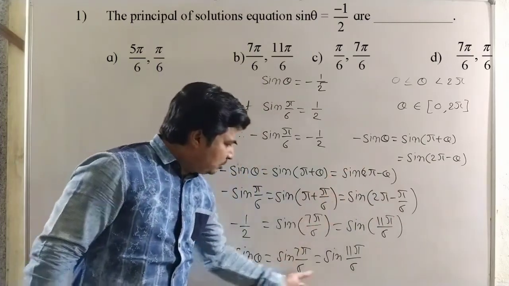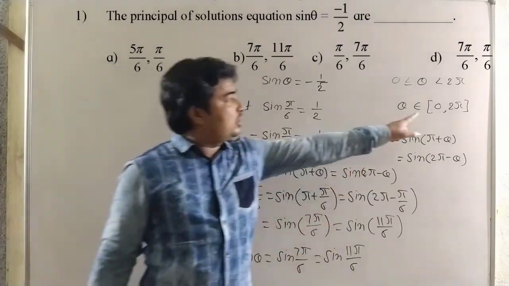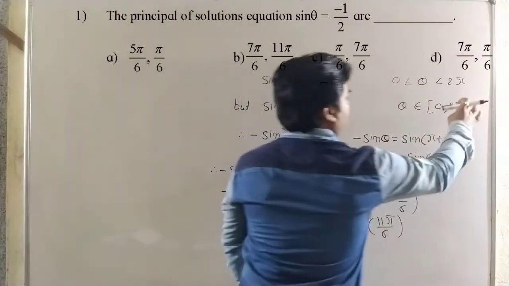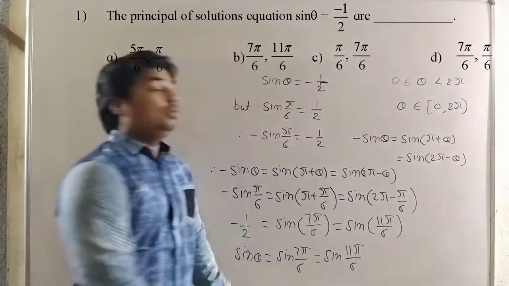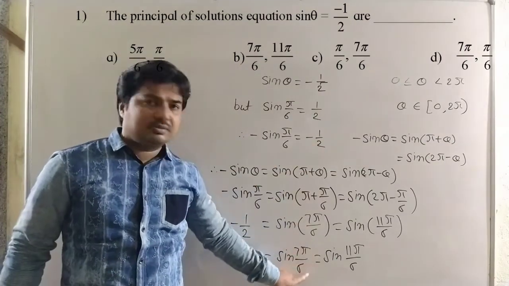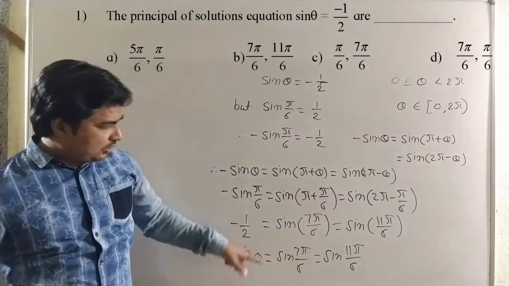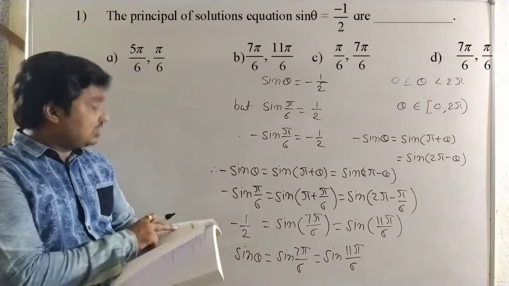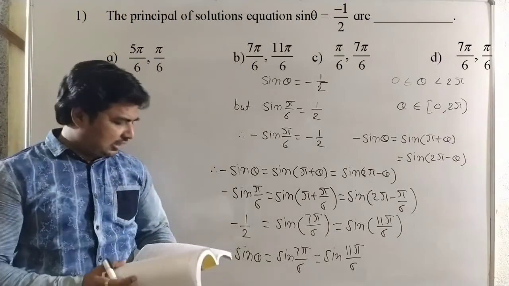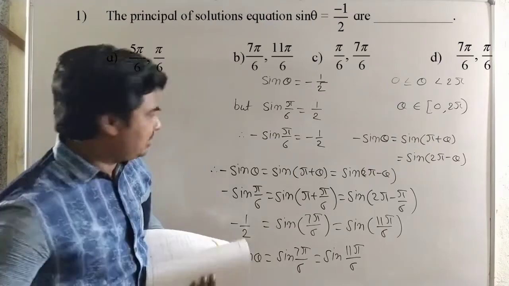That means these two angles belong to 0 to 2 pi. It is an open interval. Okay, 0 to 2 pi. See carefully this. That means our answer is 7 pi by 6 and 11 pi by 6. It is the answer B. Now we see the next.